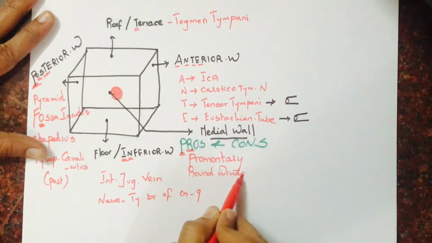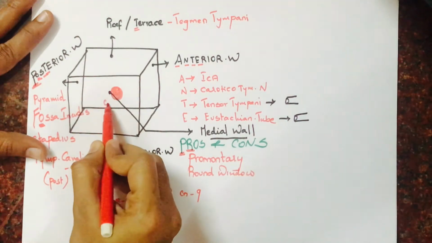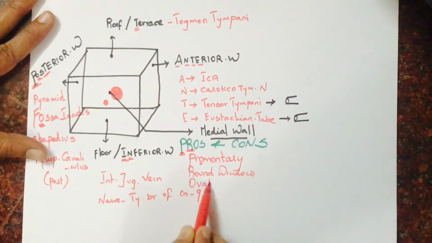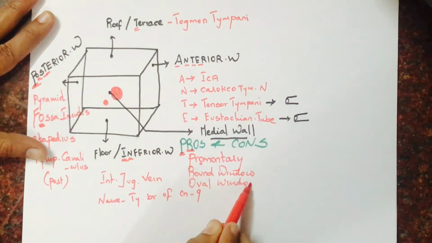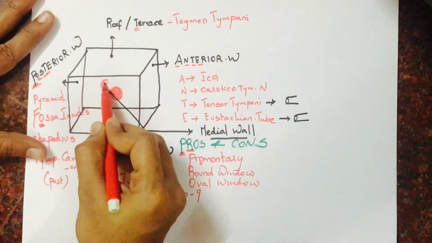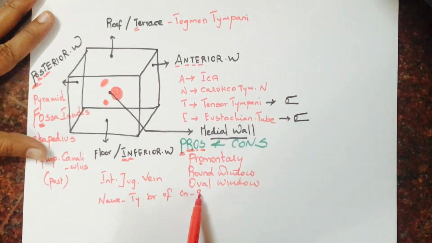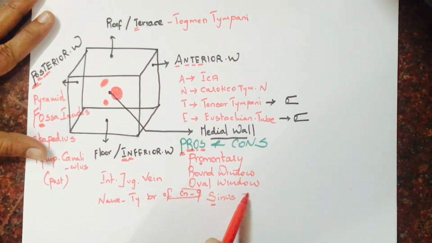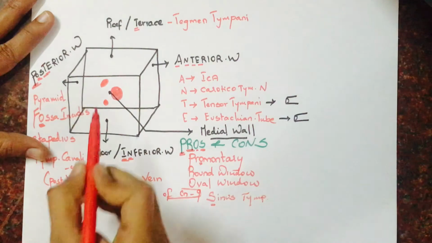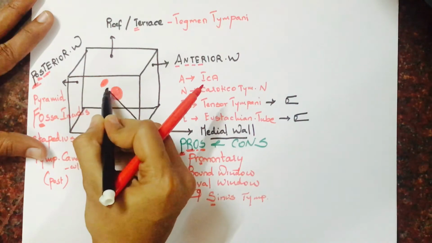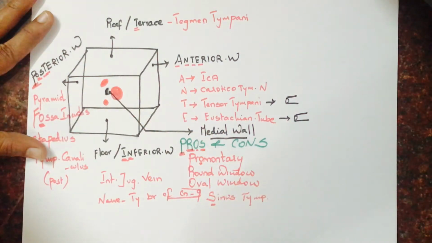R stands for round window. Inferiorly there is a round window, otherwise called fenestra cochleae. O stands for oval window. Superiorly we have fenestra vestibuli. S stands for sinus tympani. Sinus tympani is present just opposite to the ampulla of posterior semicircular canal. This structure is present just behind the promontory.